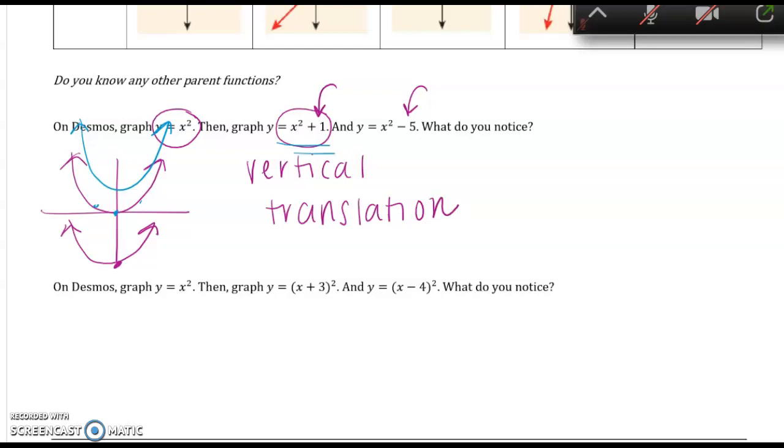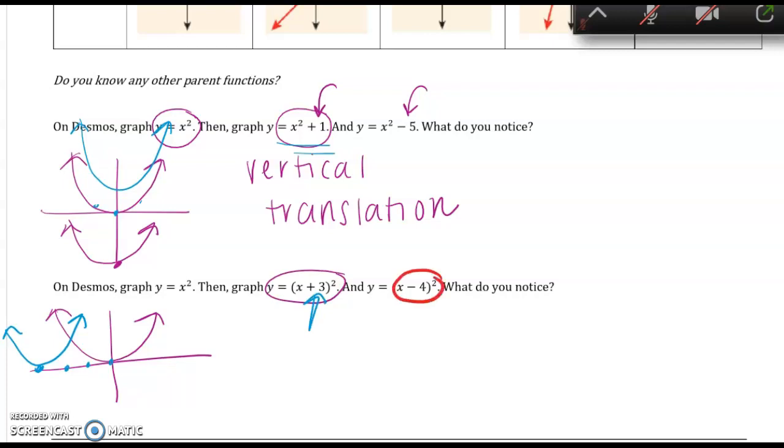Now, if I did that same graph, x squared, on Desmos, but I plugged this in, it's actually going to shift 1, 2, 3 units to the left, which is kind of the opposite of what you think. And if you did x minus 4 squared, it would shift 4 units to the right. So these are horizontal shifts or translations. I use both of those words interchangeably.